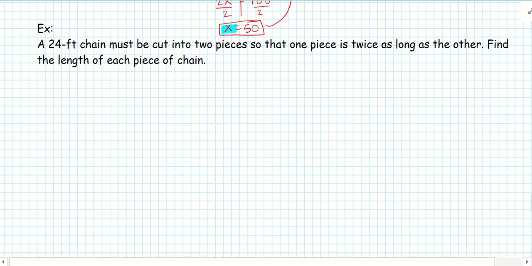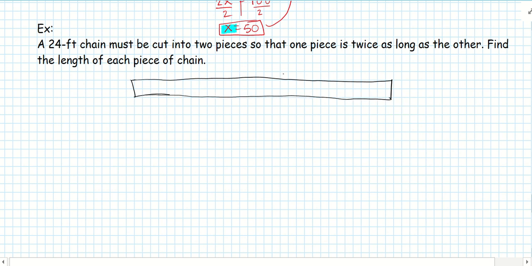So I'm just going to go ahead and draw a rectangle that's going to represent the chain. I'm not the best drawer, so even this rectangle might look really weird. So let's say this is a chain. Okay. So that's the chain. And then we know that the total distance for the entire chain is going to be 24 feet.